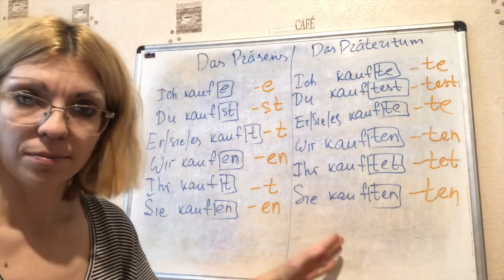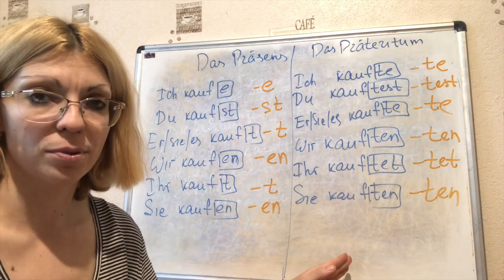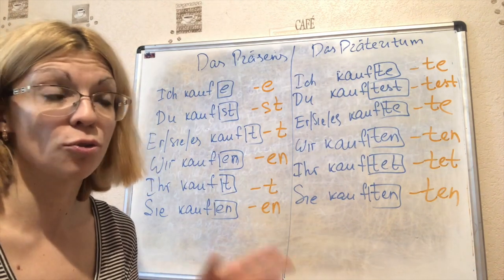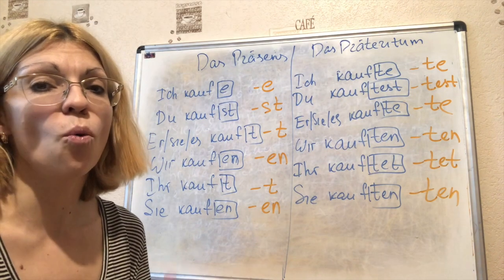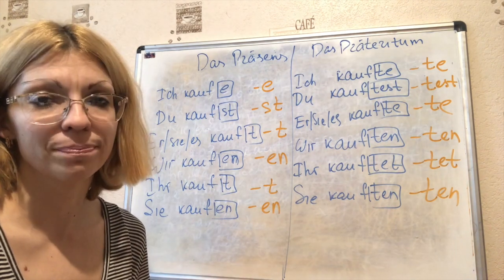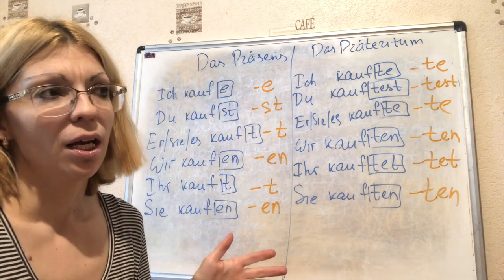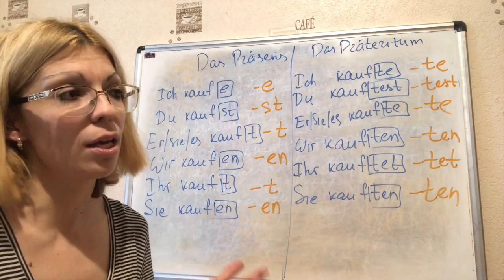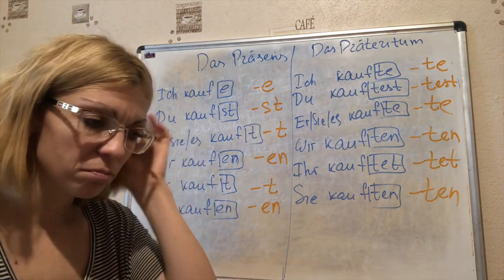All these endings, as you can see, are used for weak regular verbs, but in German there are also irregular verbs, so-called strong or stem-changing verbs. And you know, there is no one rule for their conjugation. What do you have to do? You have to learn them, and also you have to learn how you should conjugate them.